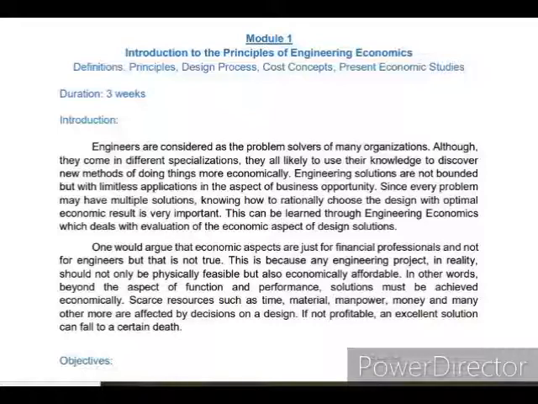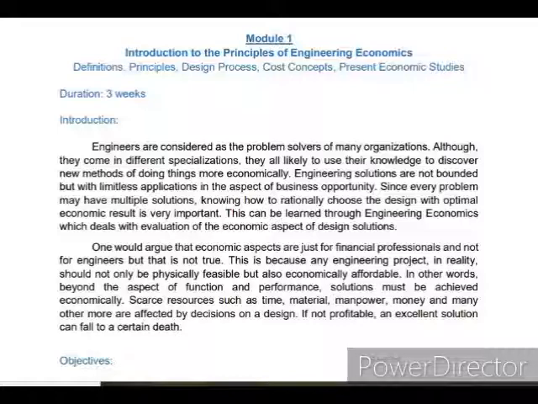For the introduction, engineers are considered the problem solvers of many organizations, right? Although they come in different specializations, they are all likely to use their knowledge to discover new methods of doing things more economically. In your case, you are a computer engineering student, and I am an industrial engineering professional. But we are the same. We engineers always seek improvement. The only difference is our specialization.